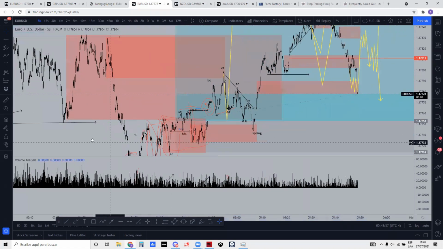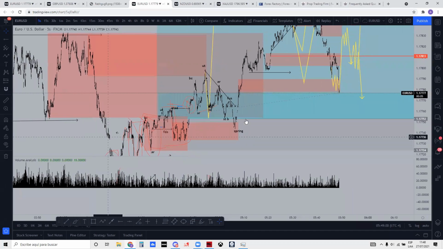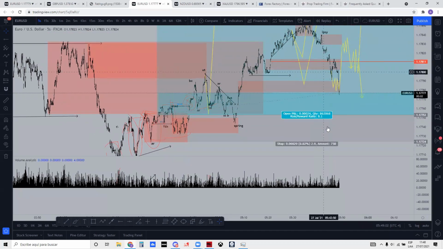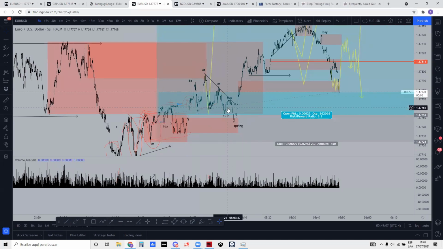Euro is getting to this discounted level. Let's see if we have a move up or not. It doesn't look like it, because price is moving very fast, but that's okay. Sometimes it looks scary, but it's not scary. Let's see what happens.